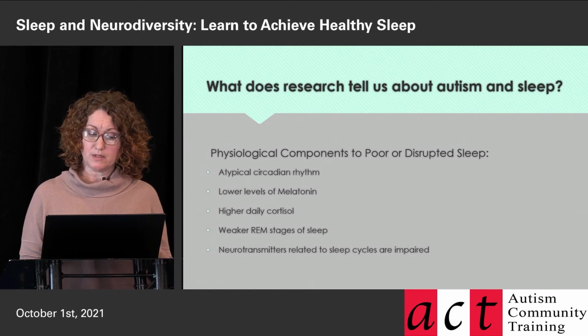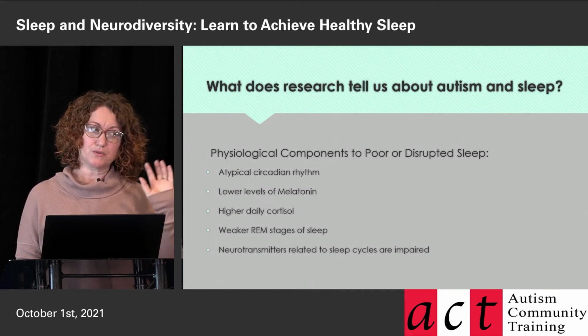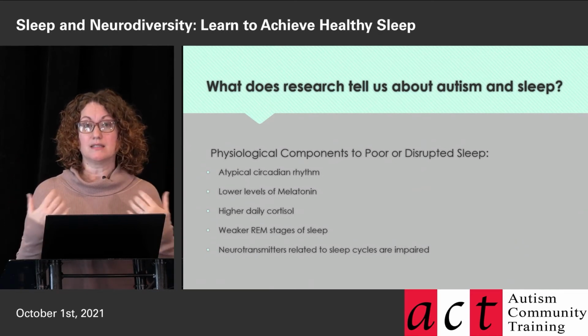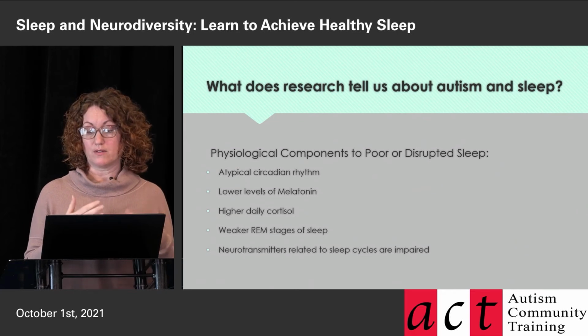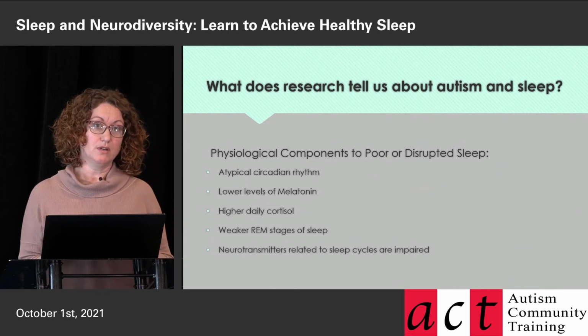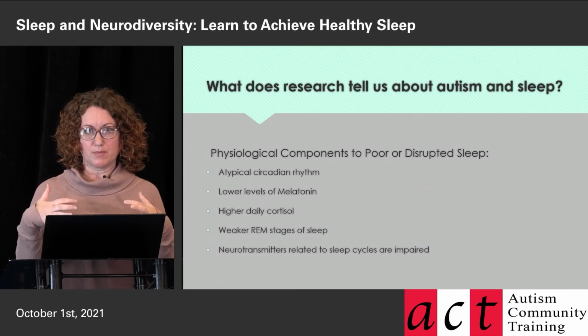There's also some neurotransmitters that are related to sleep cycles that are impaired. So those would be the cues, your brain telling the rest of your body, it's time to get ready for sleep, or certain other cycles kicking in. So there tends to be, for example, a drop in temperature. That's one of the things that cues our body it's time for sleep, is our internal temperature drops.